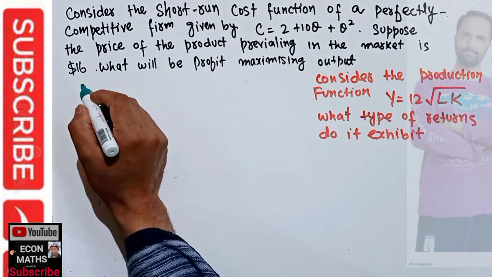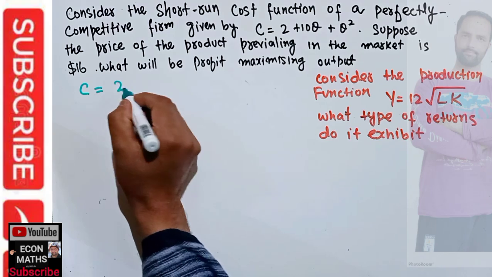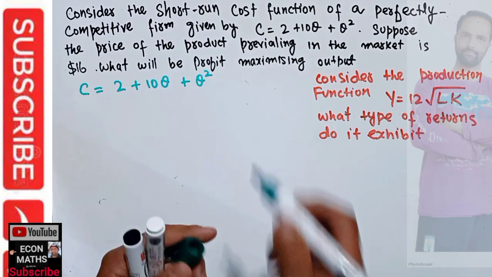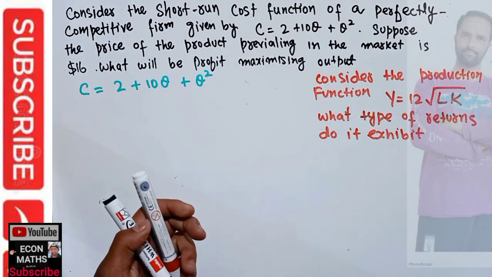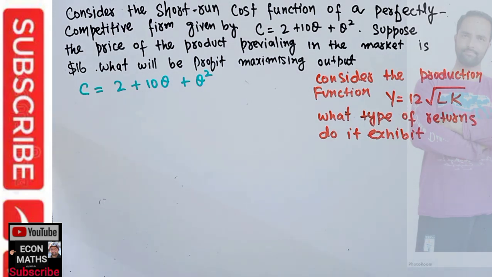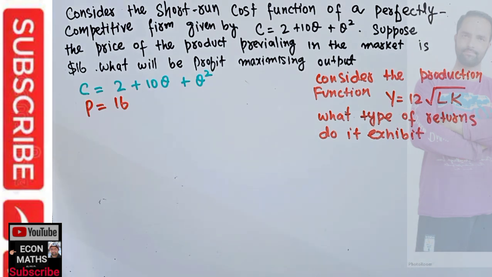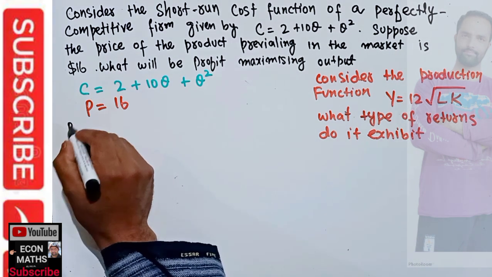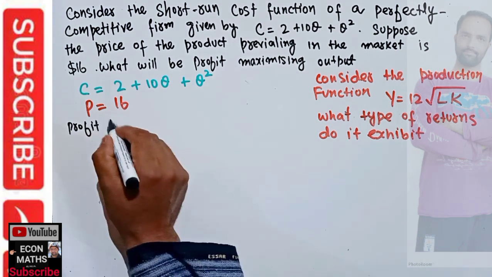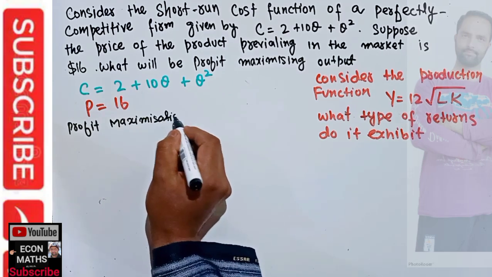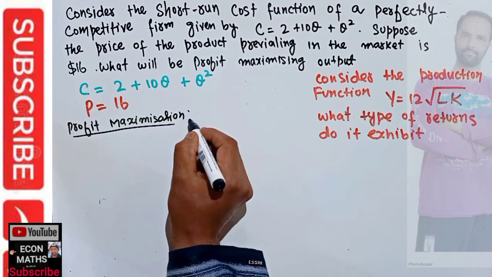We are given the cost function C = 2 + 10Q + Q², and it is a perfectly competitive firm. Also, the price of the product is given to us as $16. Now for profit maximization, we need to find out the profit maximizing level of output.